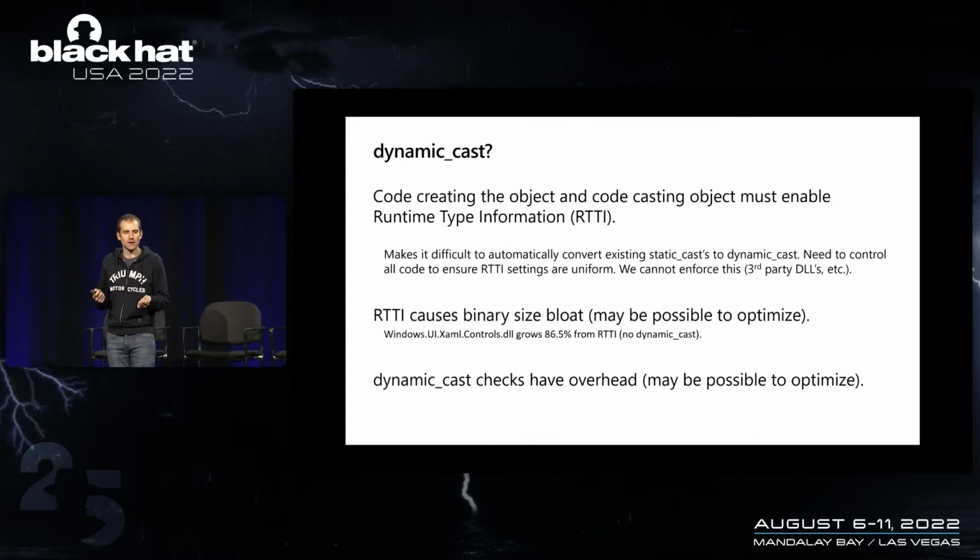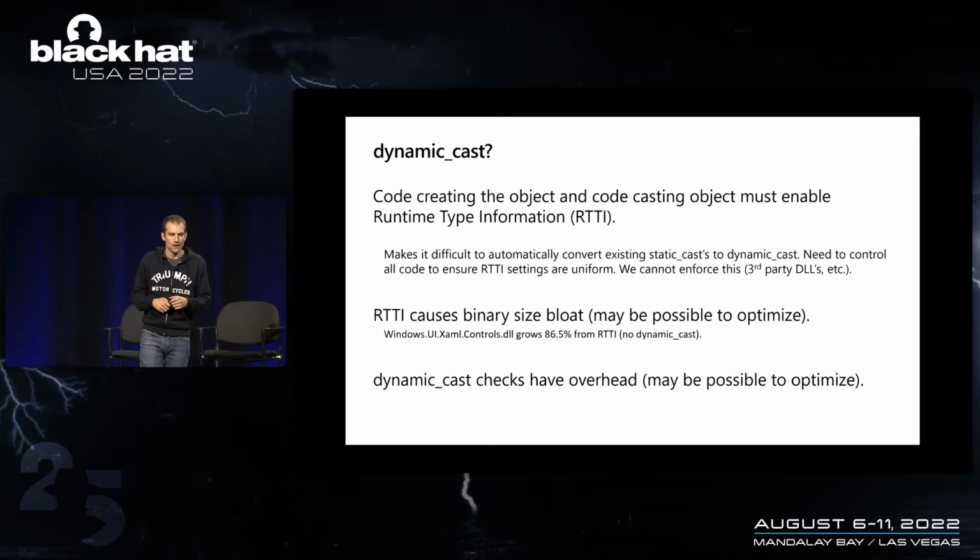code base, because in order for dynamic cast to work, the code that creates the object needs to enable runtime type information, or RTTI. And on an operating system like Windows, we have no control over large amounts of the code that runs on the platform. And so we can't enforce that they turned RTTI on. And if you try to dynamic cast an object that was created without RTTI, your program ends up crashing. And so dynamic cast is very difficult or really impossible to just deploy at scale across a huge code base.